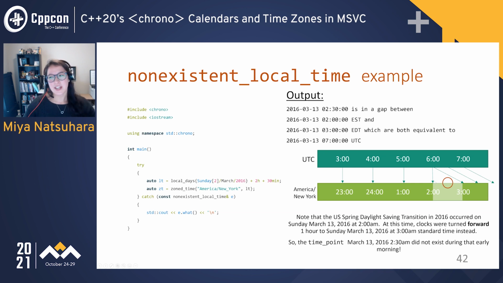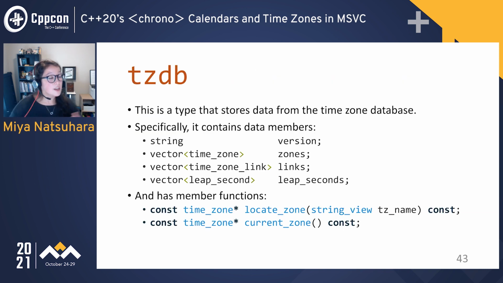Okay, so outside of that, how do we actually get this data? We have another data type called TZDB, the time zone database. This is where we actually get all the time zone information and the names and when the transitions are, and things like that. It has a version because we're dealing with data, so updates could happen. We have a vector of time zones, a vector of time zone links, which are just alternate names for time zones, and then a vector of leap seconds. So the IANA database should also be tracking leap seconds here.